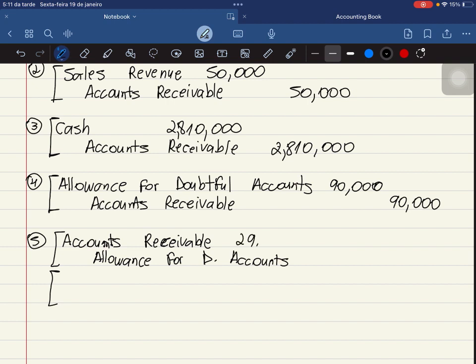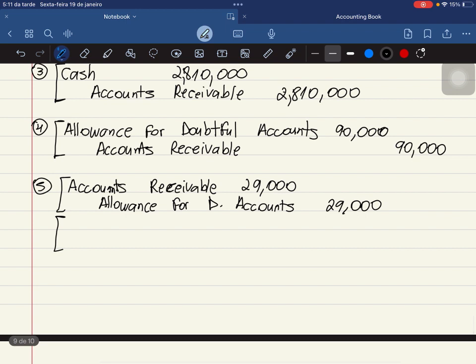So we cannot write 90,000. We have to write 29 because this is the amount that was actually collected. And this is the first entry. The second entry is going to be the collection entry. You got this money, right?